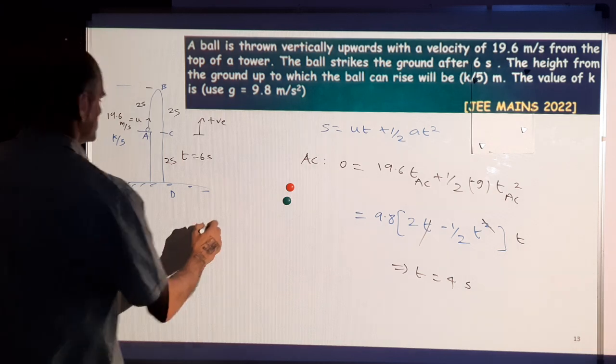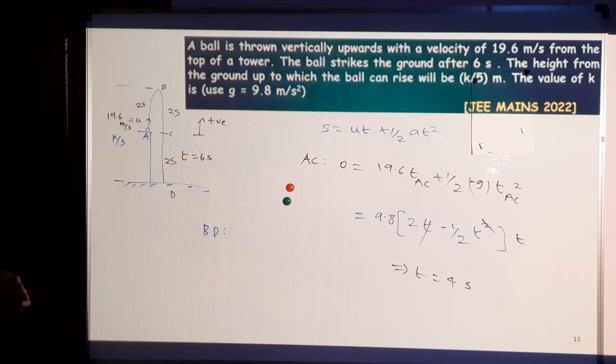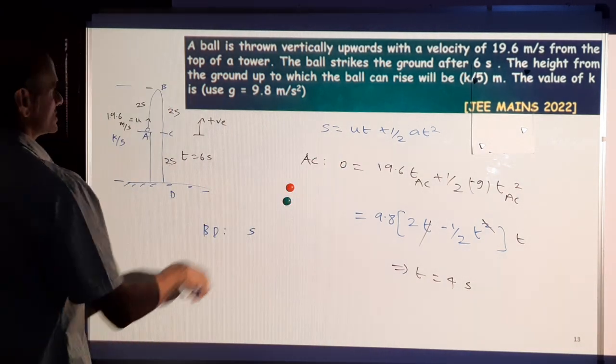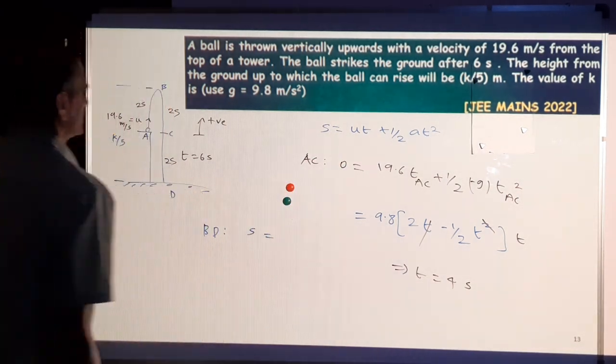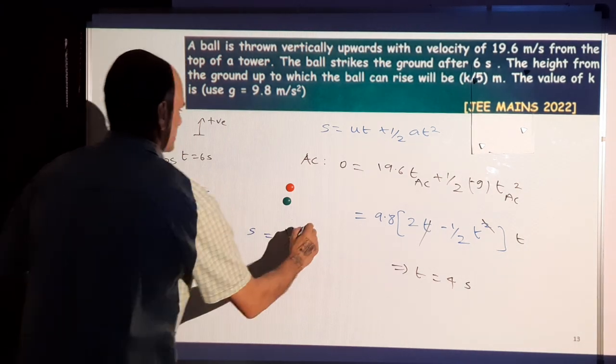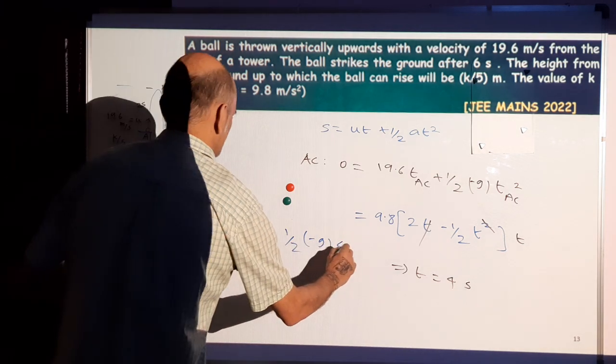Further, I have to use the displacement between B and D. So I can write S equal to, same thing I can use. So S will become the height now. And then u is this u here, which is 0. So just half g, acceleration minus g, and then t squared, from here to here is 4 seconds.